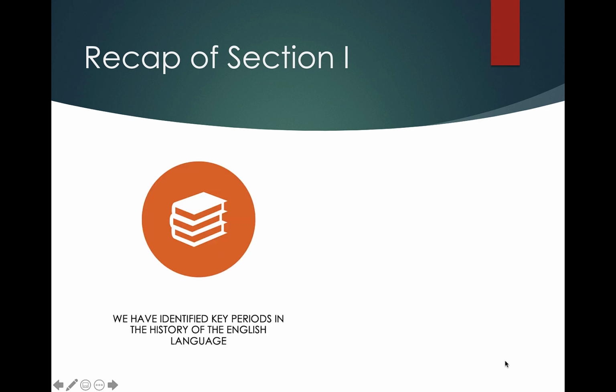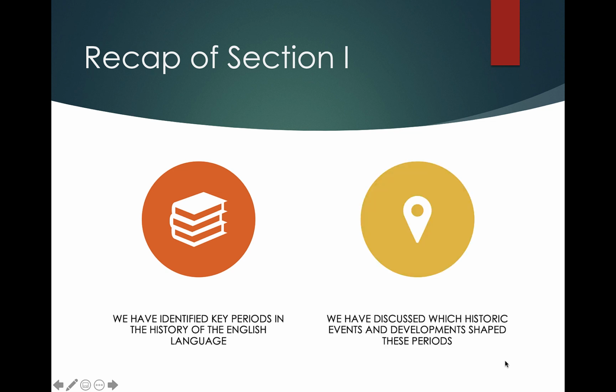To recap, in this section, you have learned about three key periods in the history of the English language: Old English, Middle English, and Modern English. Modern English is subdivided into Early Modern and Present-day English. We have also discussed the central historical events, including invasions, religious, cultural, and scientific developments, and colonization that influenced English structure and use every step of the way.